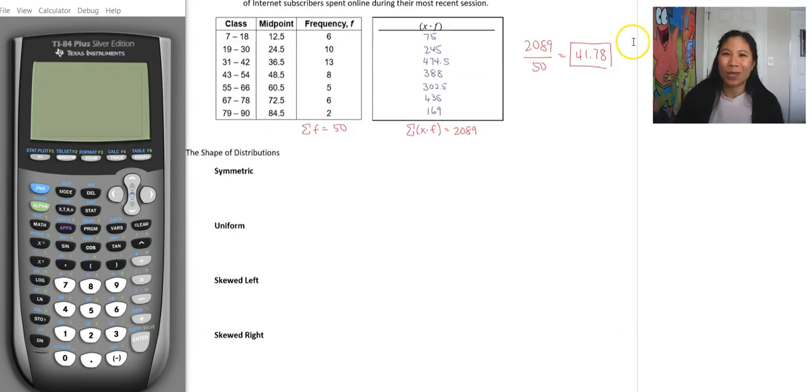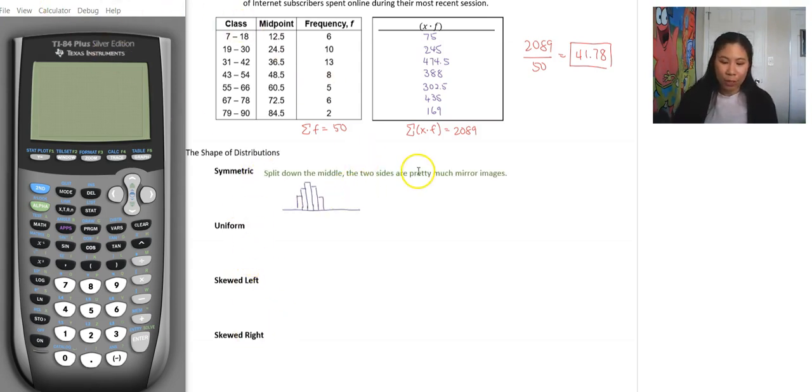The last thing I want to talk about in our section is the shape of distributions. So we've been making graphs. Now we've talked about the center of the graphs of our data sets. So now we want to talk about how we can describe the shape of our graphs. So the distribution of the data points themselves, what does it look like? So we have 4 options: symmetric, uniform, skewed left, skewed right. Those are our options. So we basically want to just look at the overall shape of our graph, and that's how we describe what kind of shape it's going to be.